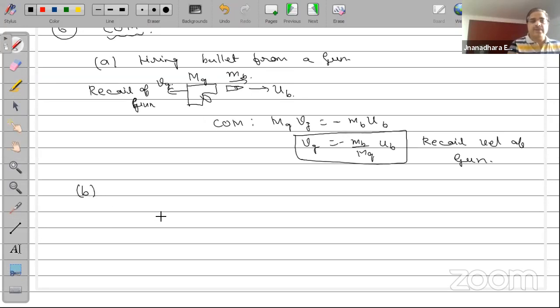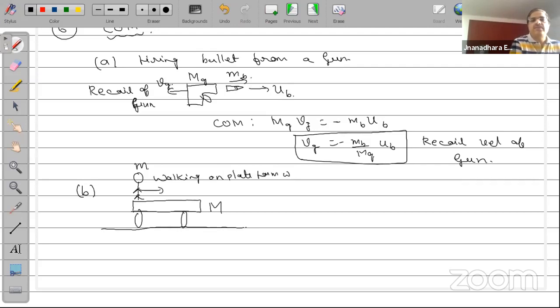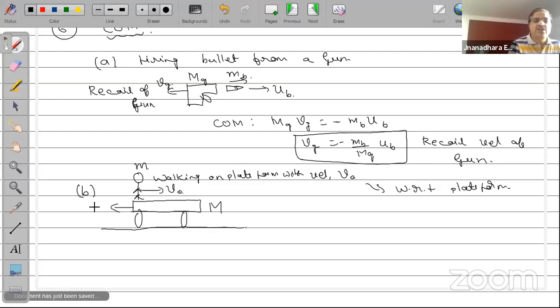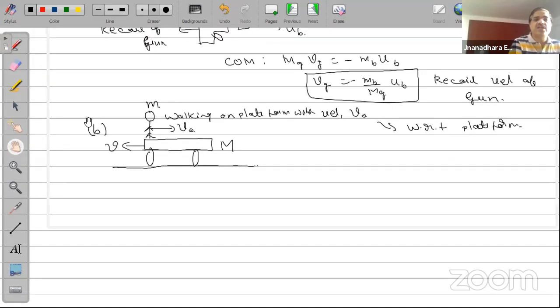Okay, let's look at one more example, which I think is very, very important. Let's say that I have a platform here like this. This platform can very smoothly move on a surface. This platform has a mass m. Now let's say that a man of mass small m will start walking on the platform with velocity v0. This v0 generally is with respect to the platform. Now when the man starts walking here, the platform will start moving in the opposite direction with some velocity v.